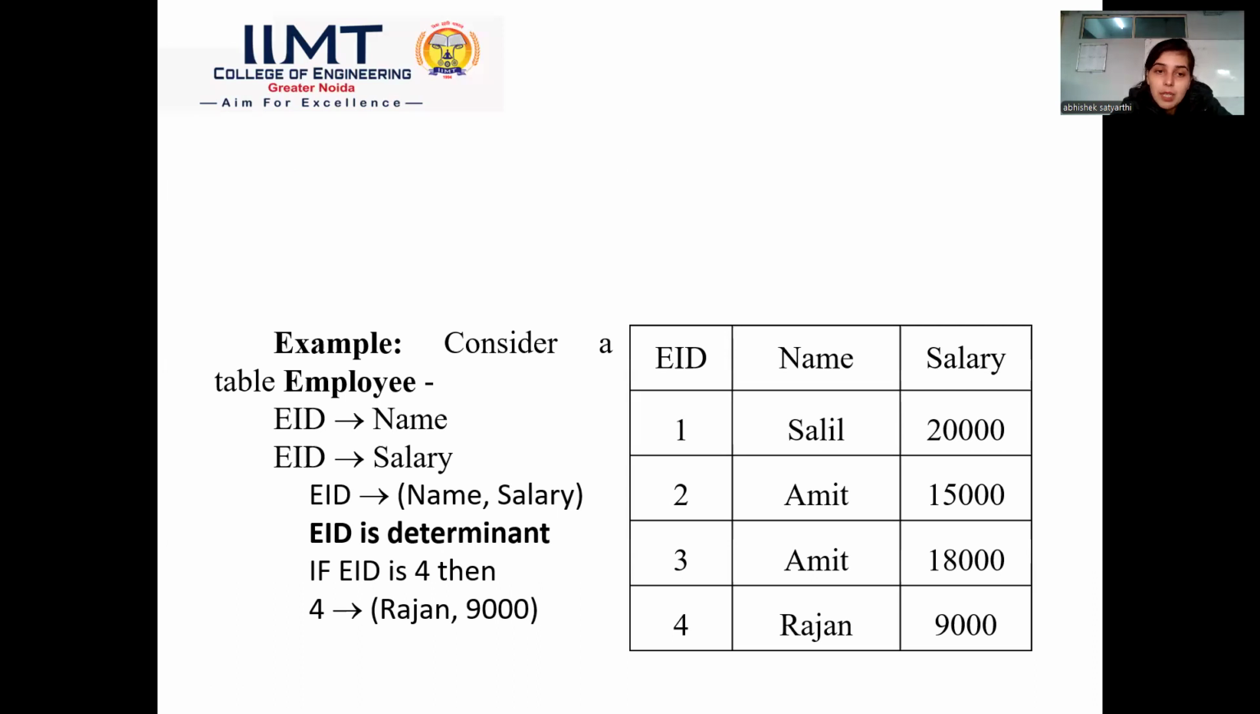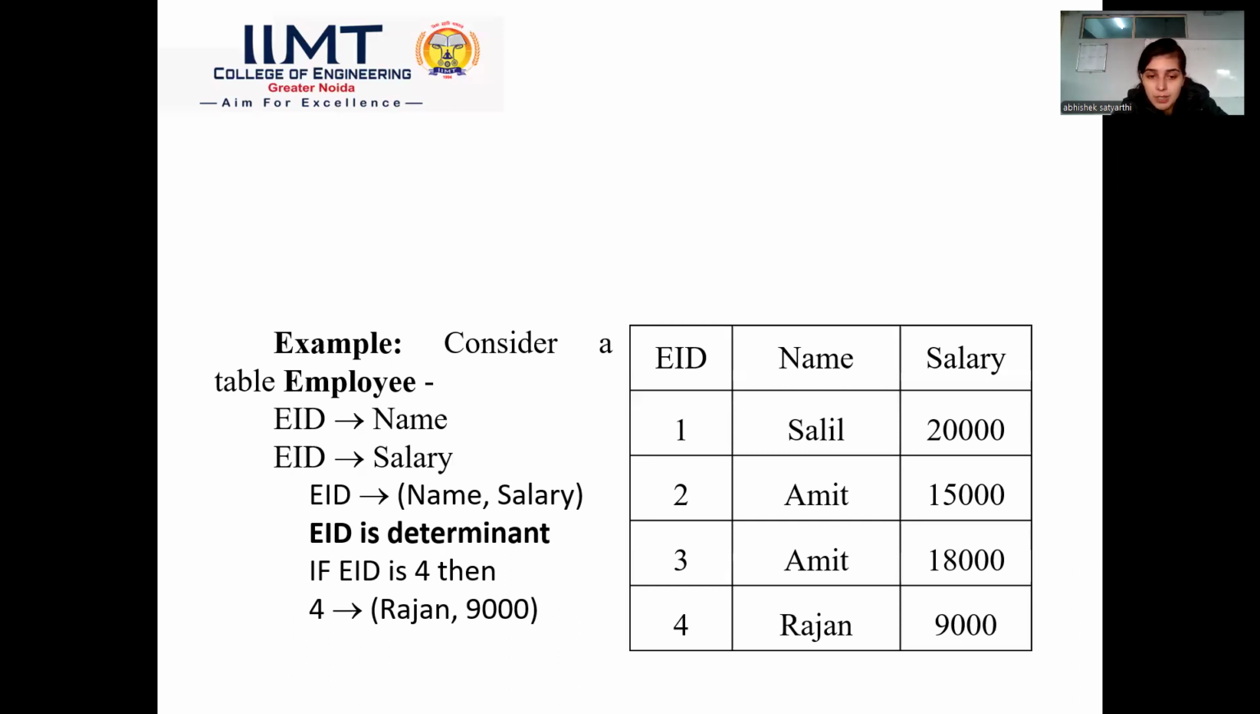Let's take one example here. We have a table employee. In that table, we have three attributes: EID, name, and salary. We can also say a relation as employee. In that case, EID is a key. Name and salary are non-prime attributes, or we can say these two attributes are not part of the key. So from EID we can derive name and from EID we can derive salary. After getting the value of EID we can fetch the value of name and salary.